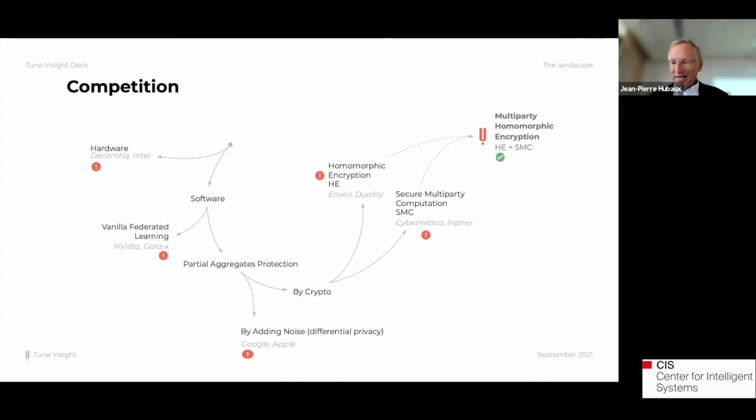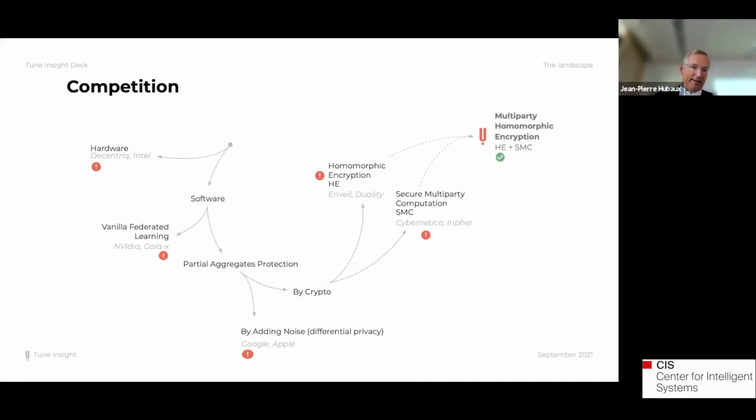In this case, here you have a kind of decision tree. One solution is to go for a hardware-based solution, and this is what, for example, Decentric does, or Intel with Intel SGX. I'll come back to this in the next slide. Or you go for software. In software, you can go for vanilla federated learning, and this is what companies such as NVIDIA do, but also other ones, which means that there is no protection of the intermediate results.